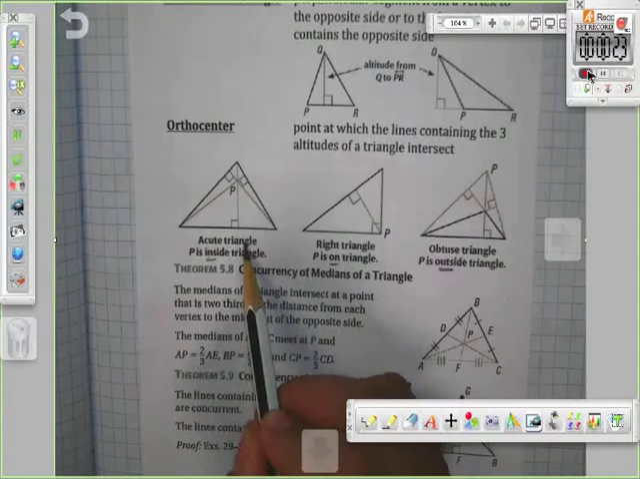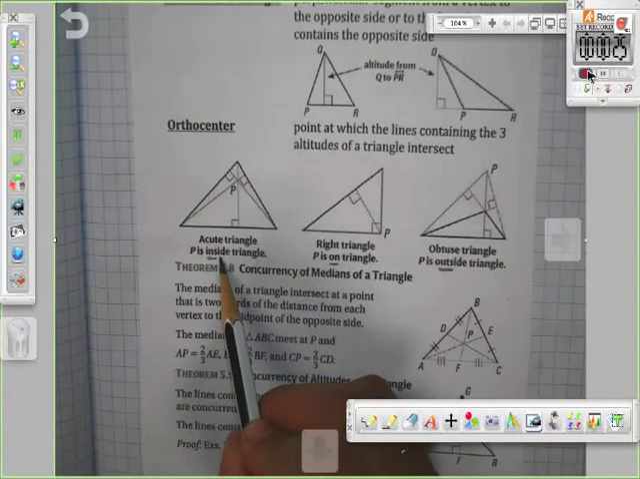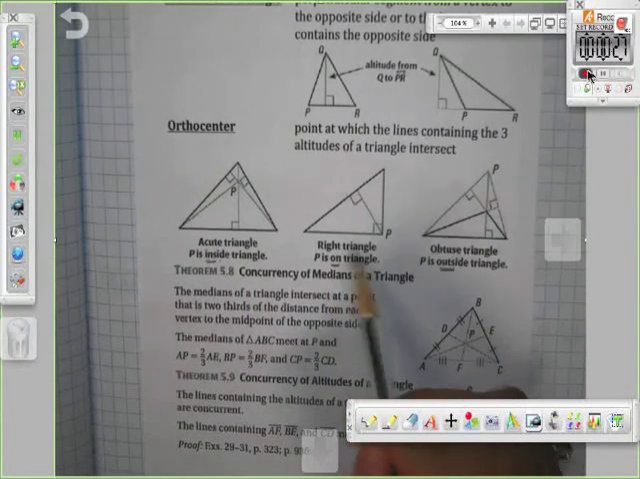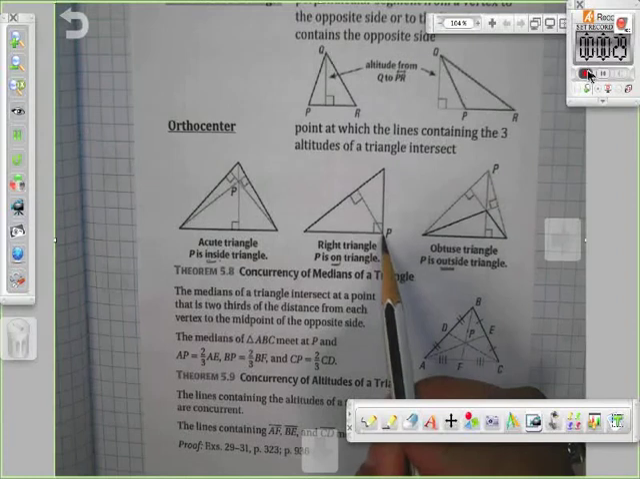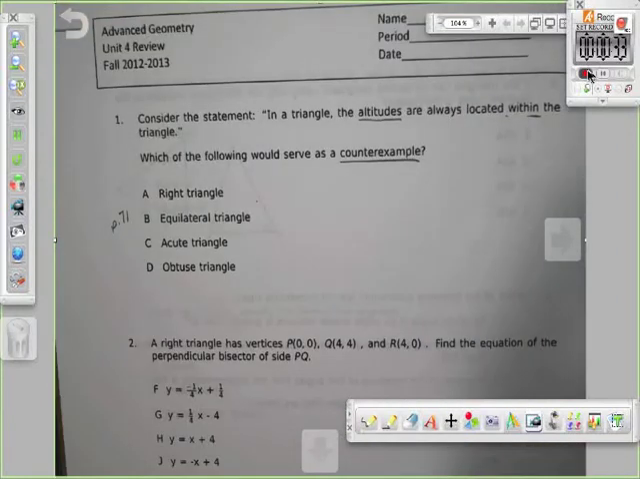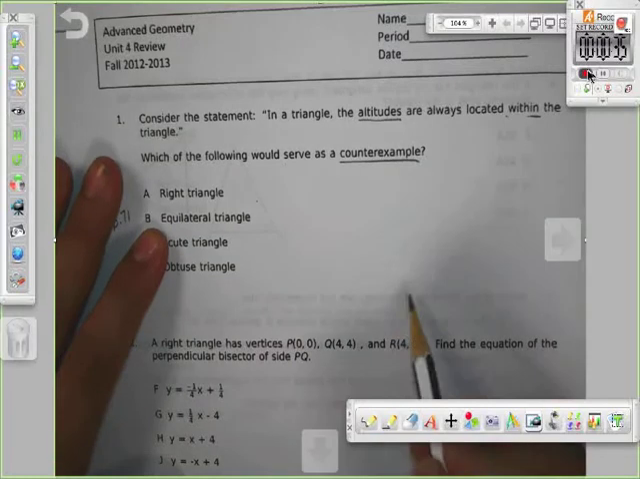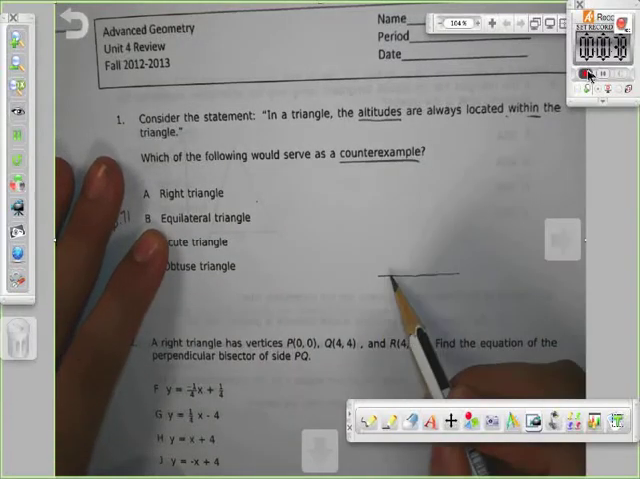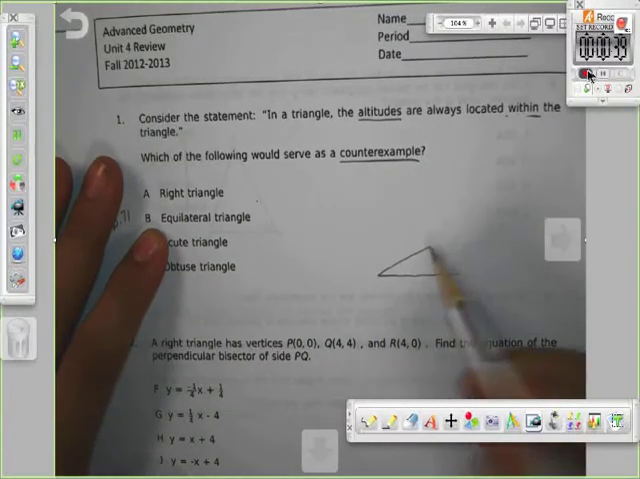An acute triangle has the orthocenter inside the triangle. The right triangle has it on the triangle, and the obtuse triangle is the one that's going to be outside. So we're going to draw that where it's outside. This is an obtuse triangle.